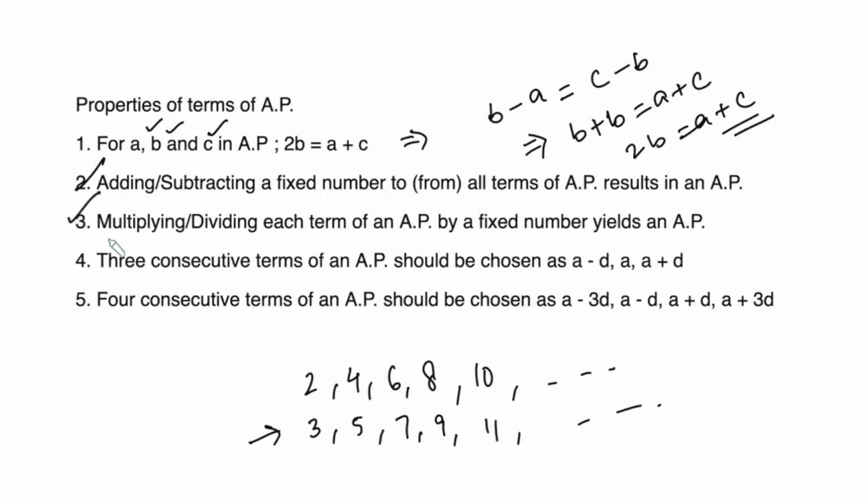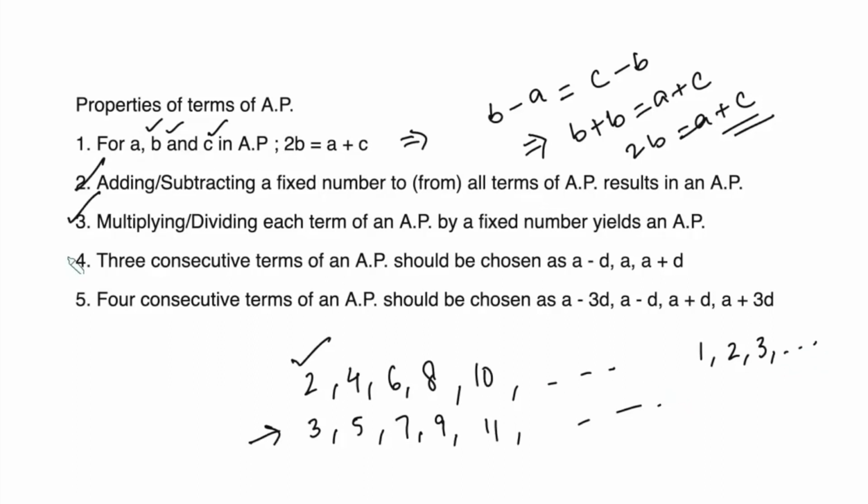If you multiply or divide each term of an AP by a fixed number, we get a new AP. For example, in the sequence 2, 4, 6, 8, and so on, if you divide all the terms by 2, we will get 1, 2, 3, and so on, which is an AP.